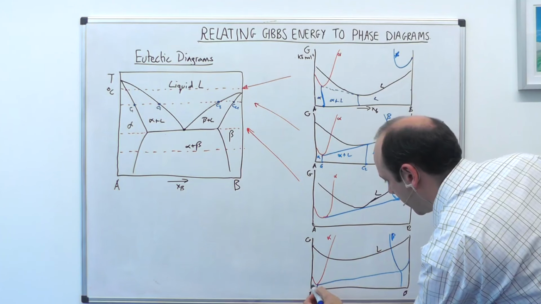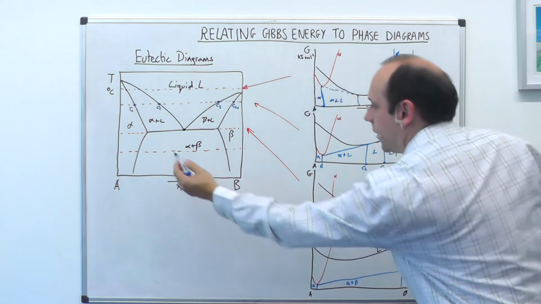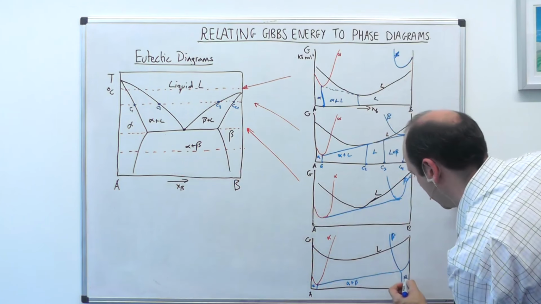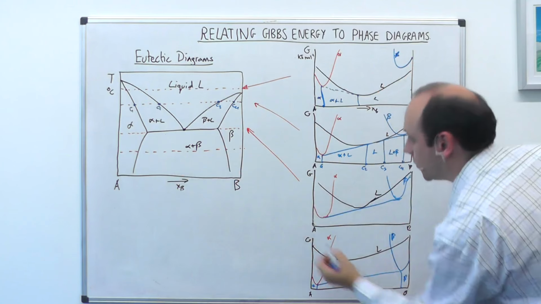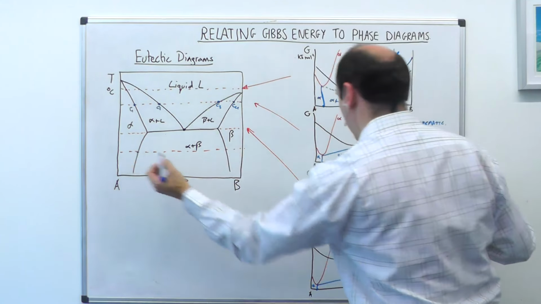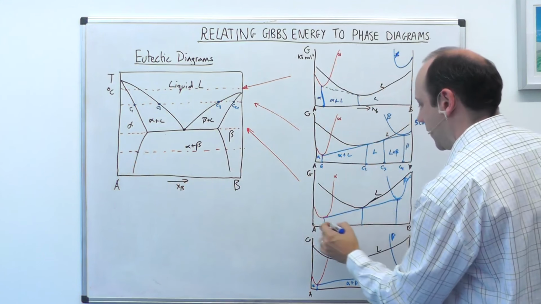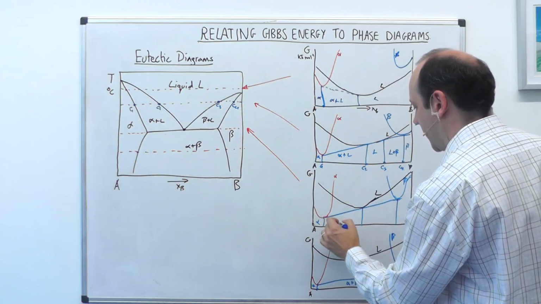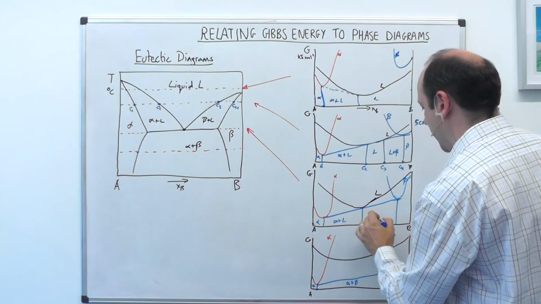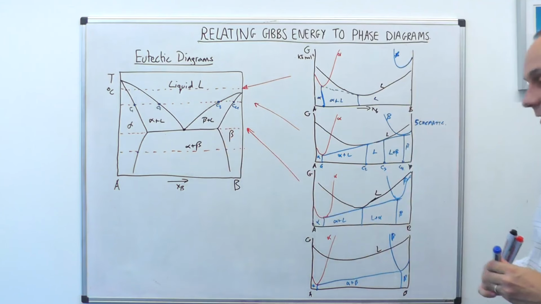So here I've got my alpha region. I've got my alpha plus beta region. That's my beta region. That composition corresponds to that one. That composition corresponds to that one. And just to draw it here, that's my alpha. That's my alpha plus liquid. It's my liquid plus alpha. And that's my beta at a temperature just at the eutectic point.